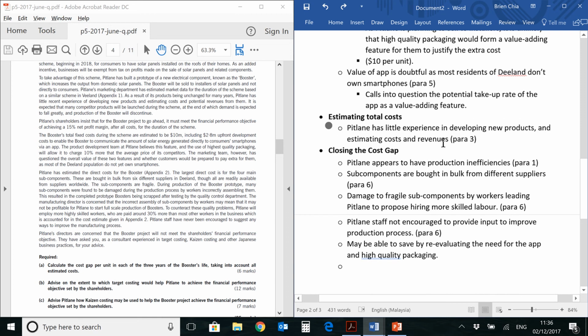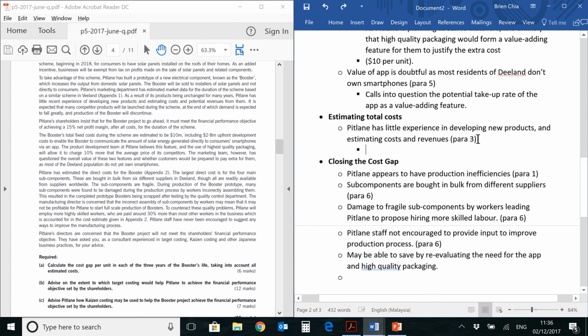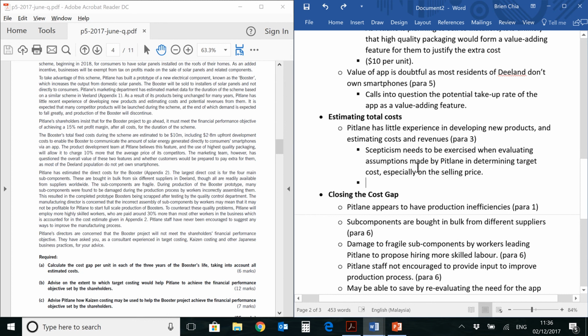So as far as estimating total costs is concerned, Pitlane has very little experience in developing new products. Because they have very little experience, we need to exercise skepticism when evaluating the assumptions which Pitlane has made. Pitlane has made a lot of assumptions, including the market size, the selling price, the value of the app, and so we need to exercise skepticism. This will be good enough for this part.